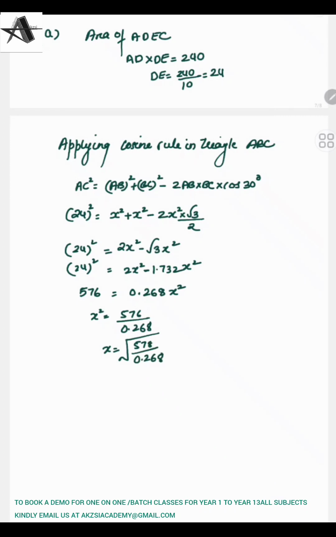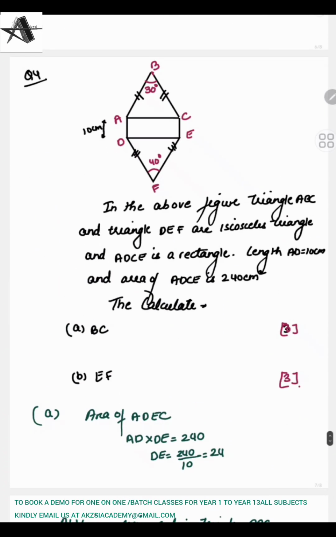Whenever we take a root, the answers will be positive and negative. You will always get two answers. But whenever we talk about a length, which cannot be negative, we just neglect the negative value and take the positive value. The answer is 46.35. So we have calculated the length of BC as 46.35.